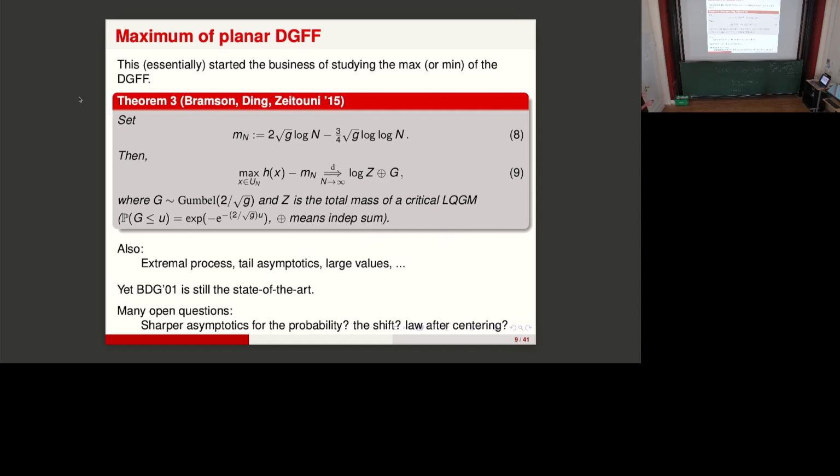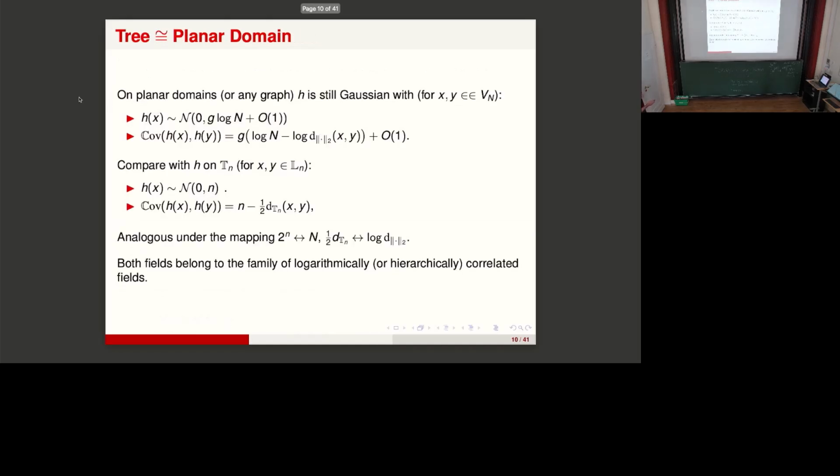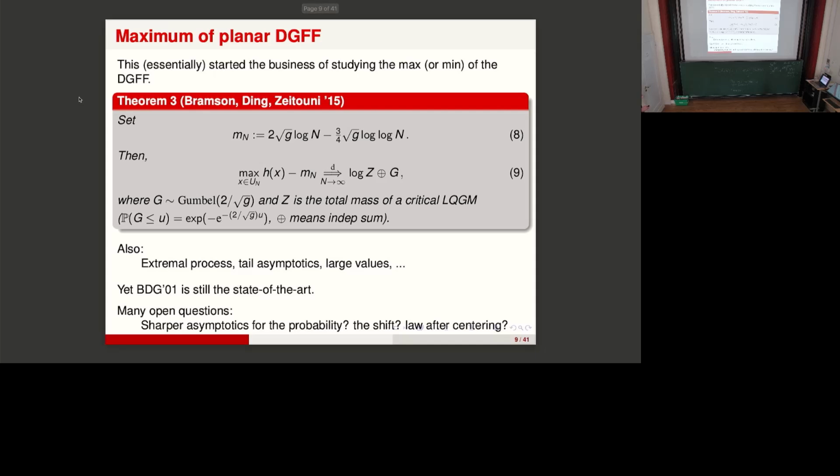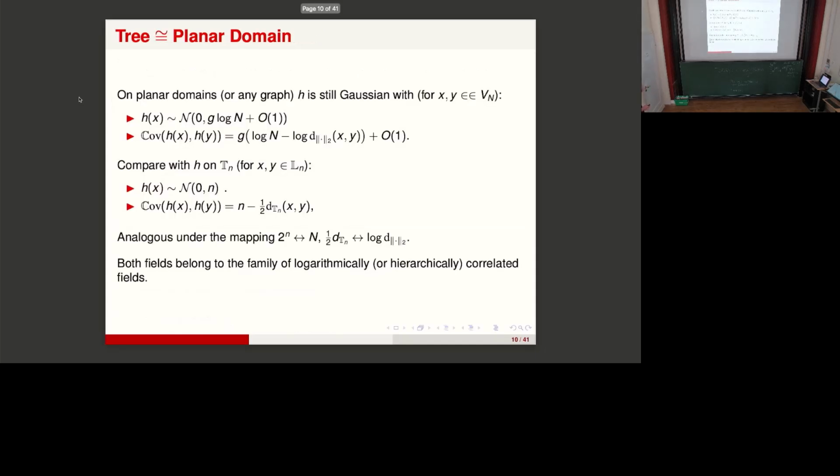Okay, so we know more. We know the extremal process and tail asymptotics. We know a lot about the field, and so the hope is that we can use this new knowledge to improve upon these results, which are essentially the state of the art as far as I know. There's a bit of additional work by Yehuda, but more or less this is the state of the art. So the idea is to use new knowledge to revisit this problem of a hard wall on the planar domain, but I'm not doing this on a planar domain, I'm doing this on a tree.